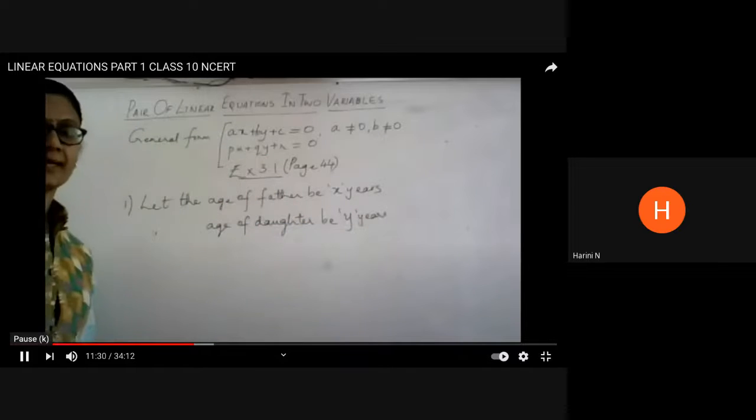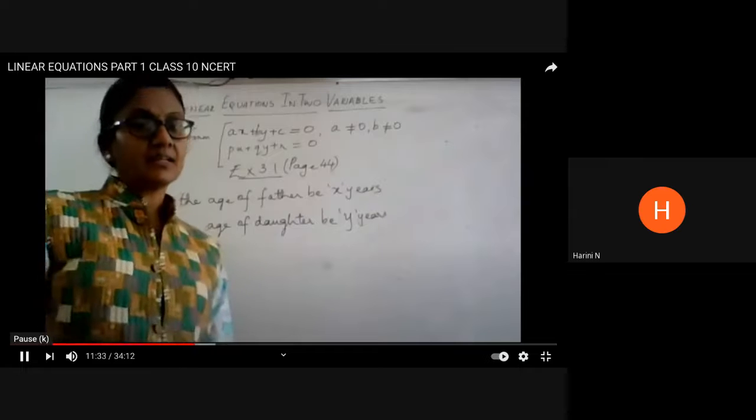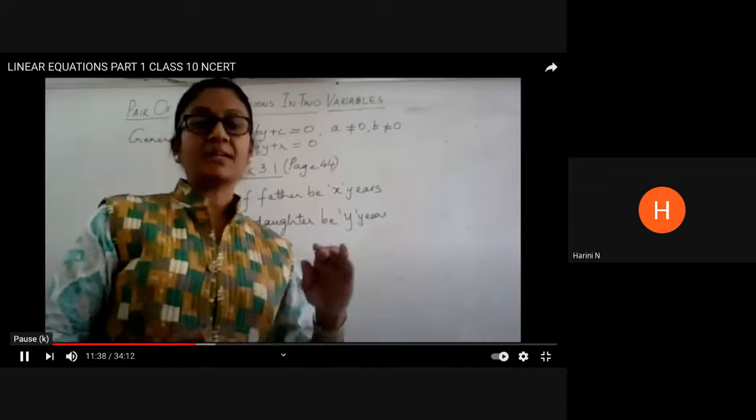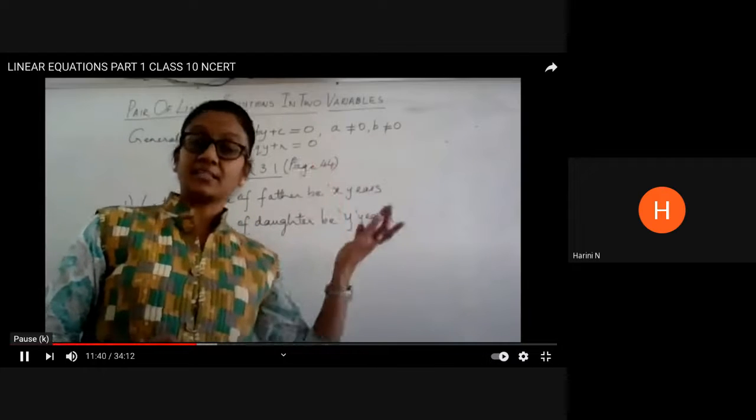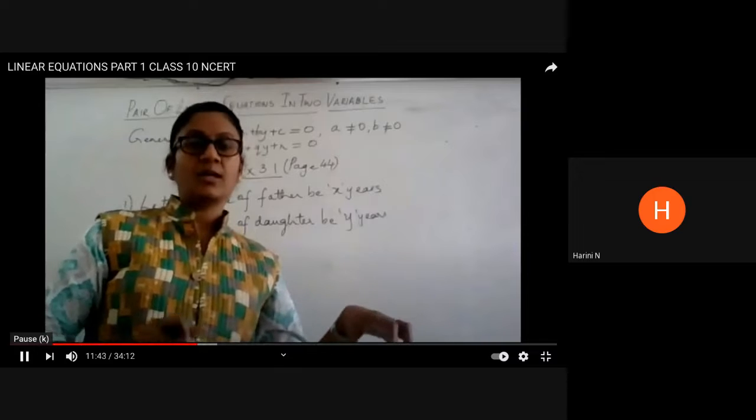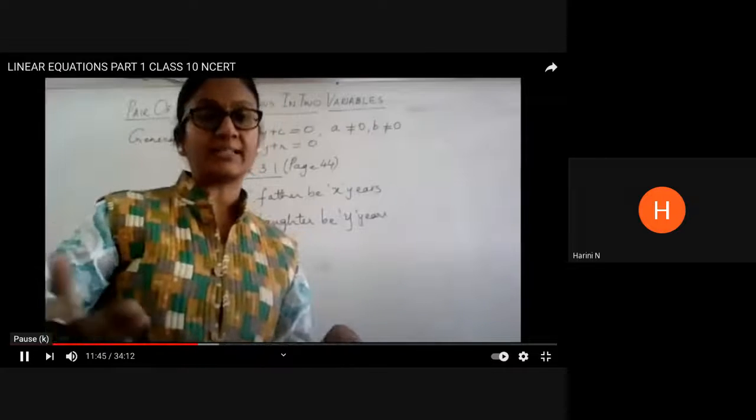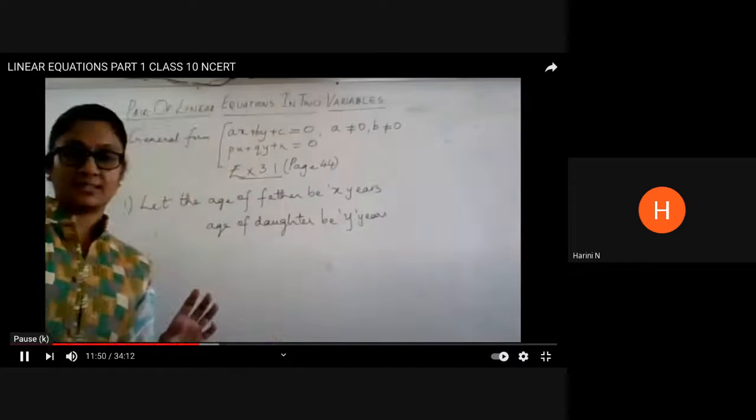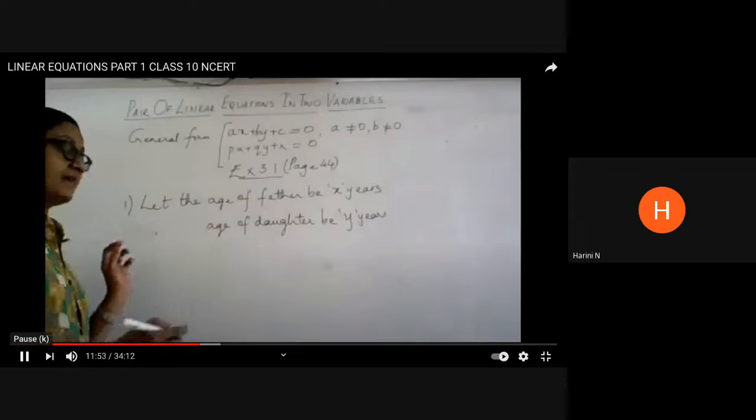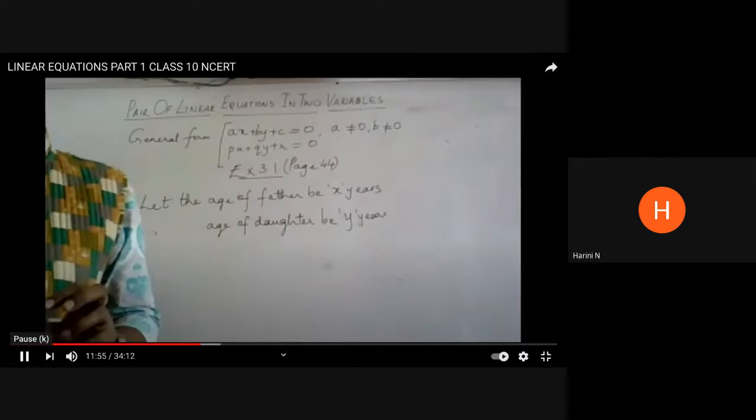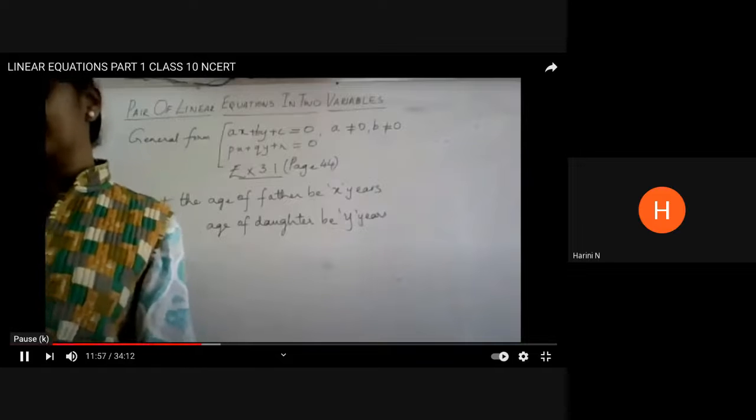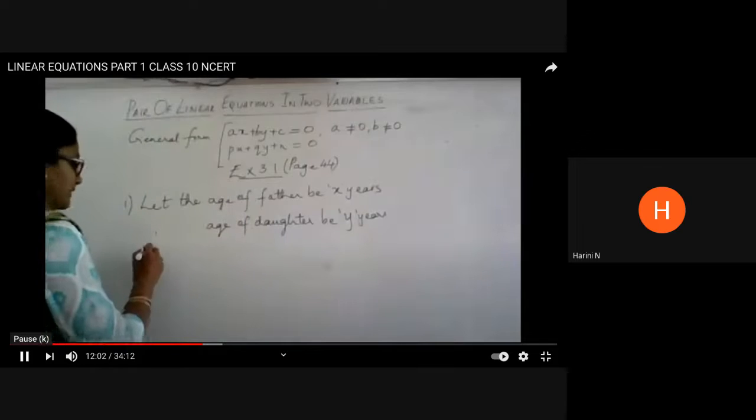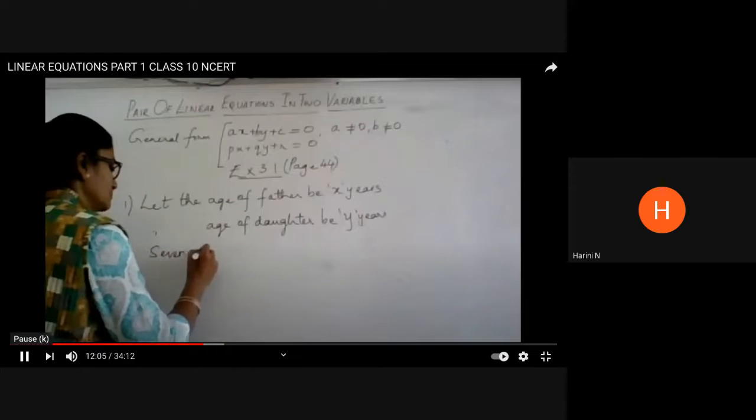Now there is some comparison in the ages 7 years ago and 3 years from now. So you must clearly understand. 7 years ago means it is 7 years before the present age. And 3 years from now is forward, that is the future, 3 years later. So this I think I have taught you last year also. When I talk about 7 years ago, it says 7 years ago, the father was 7 times as old as the daughter. So 7 years ago is the situation.